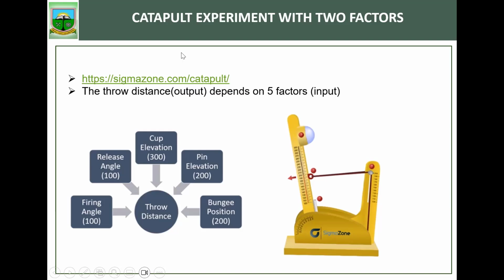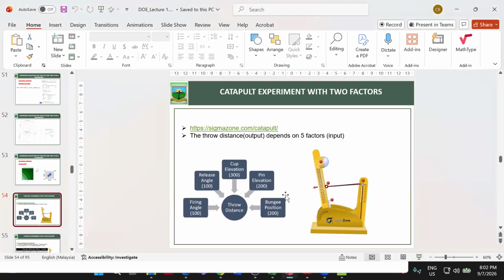So you see variables like the firing angle. The next one is the release angle. Then we have the cap elevation. Then we have the pin elevation. Then we have the bungee position. We'll try and see how all these things work and how they move. Let me explain it a little bit. I'll go back to the video.